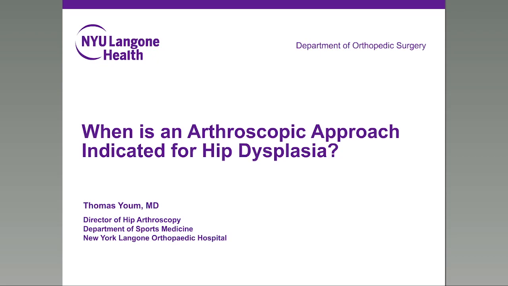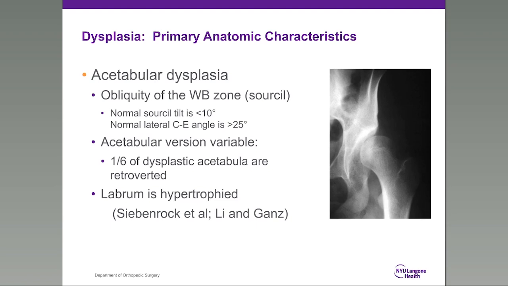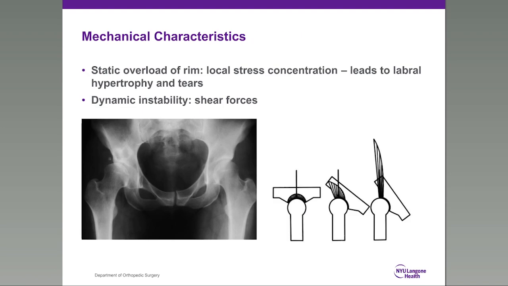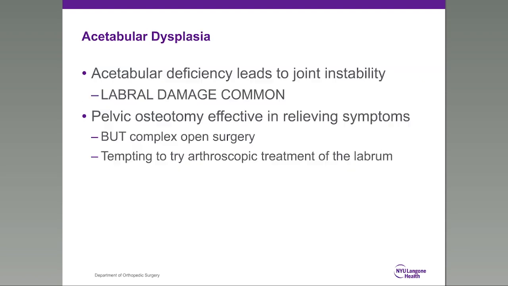My next talk here, as we go from our introduction, is going to look at if arthroscopic approaches are indicated for hip dysplasia and when. So, as Dr. Castaneda described, the fundamentals of dysplasia: you have obliquity of the weight-bearing zone, you have acetabular version issues, the labrum is hypertrophied, mechanically it leads to static overload of the rim, local stress concentration leading to labral hypertrophy and tears, and dynamic instability from the shear forces.